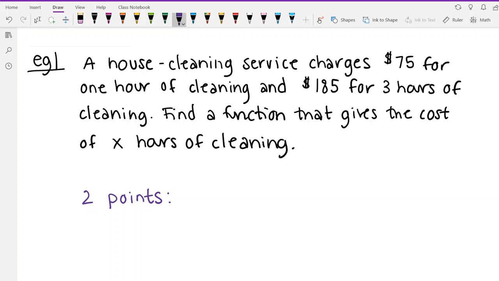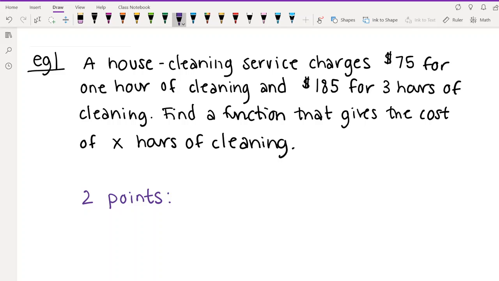Well, let's think about what is going to be our X and our Y coordinate. What's going to be the input and the output for this function? Eventually we're going to be trying to find a function that gives the cost for X hours of cleaning. And so that tells us that X, or the input, is the amount of time, right? And then what is the output going to be? The output is going to be the cost.